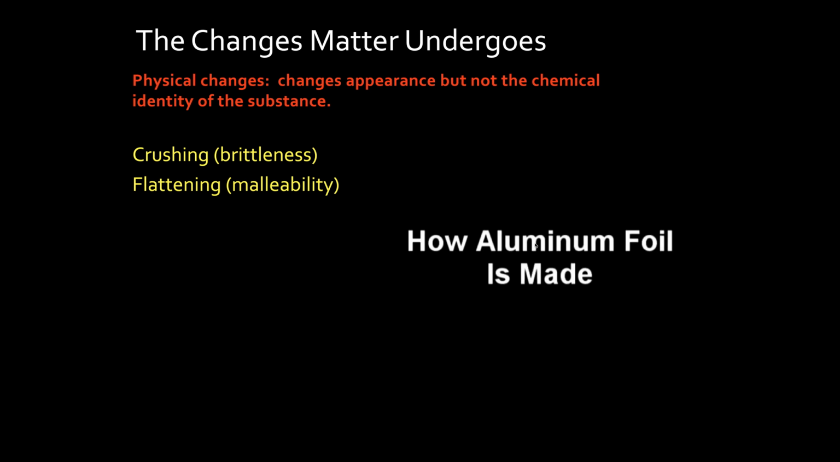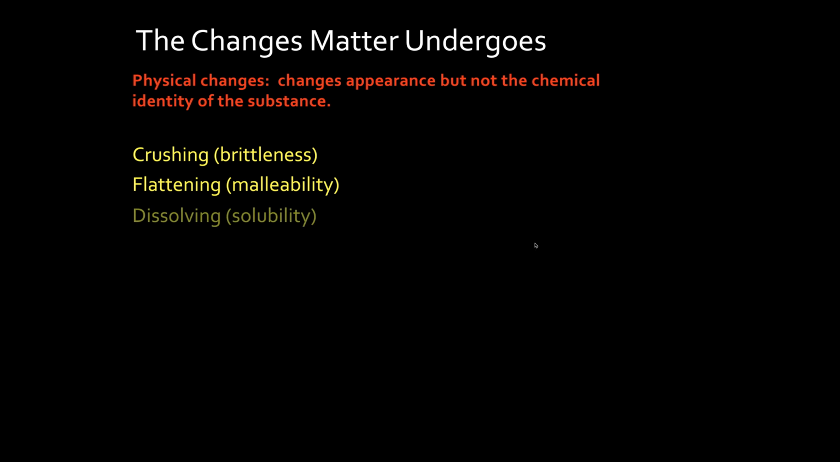Flattening. If you take something and you flatten it down into a foil, for example, then I can't show you that for copyright reasons. But if you take aluminum and flatten it down into an aluminum foil, that would be malleability. Dissolving. If you take something and dissolve it in water, you still have that substance because if you evaporate the water, you'll get the substance back. That's why sugar water tastes like sugar and salt water tastes like salt, because the sugar and salt are still there. They're just mixed in with water. And if you evaporate away the water, then you're going to get your salt and sugar back.